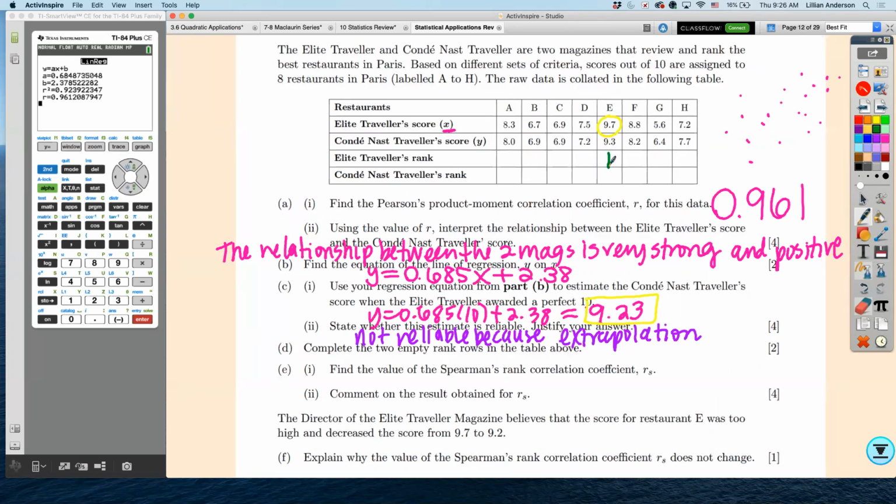What's my next largest? 8.8. So that's number 2. Keep going. 8.3, followed by 7.5, good, followed by 7.2, yep, 6.9, 6.7. Good, and then the last one's 5.6. Wonderful. You do that again with Nash's traveler's rank.